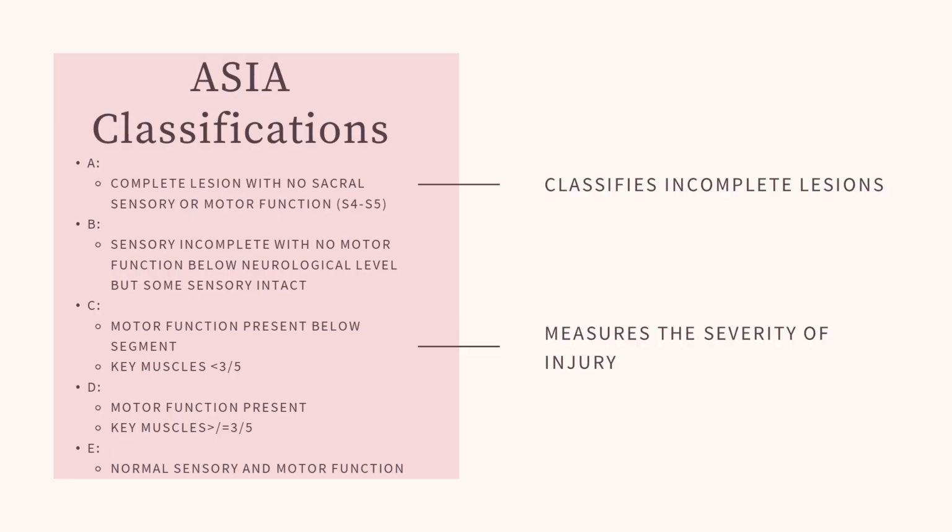And then lastly, we have ASIA E. ASIA E is going to have no sensory or motor impairments. They are going to test normal for these different regions of the spinal cord injury.